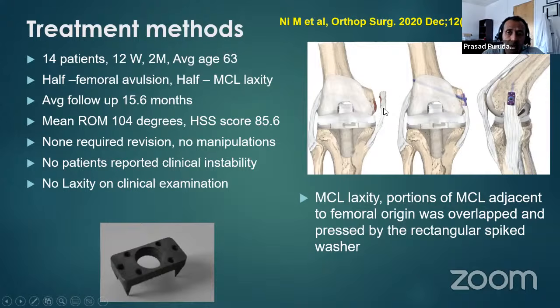So they repaired the femoral avulsions using this spiked washer and a screw, as demonstrated here. And when there was MCL laxity, the portion of the MCL adjacent to the femoral origin was overlapped and pressed by the rectangular spiked washer, thereby decreasing the laxity of the ligament. They also demonstrated that none of the patients required revisions. There were no manipulations. No patients reported clinical instability. There was no laxity on clinical examination during the follow-up period.